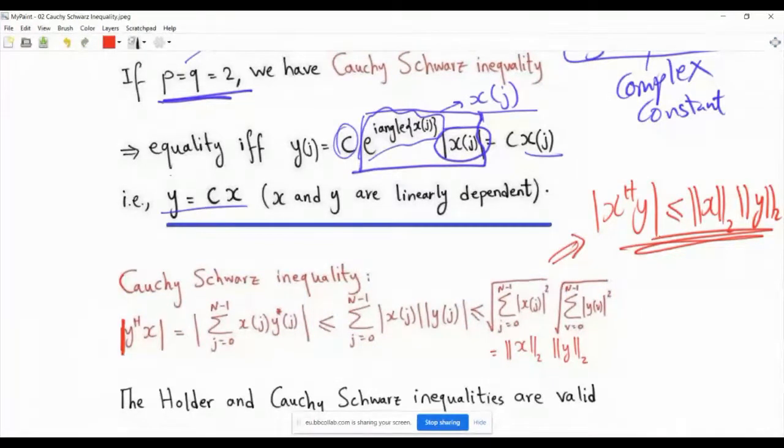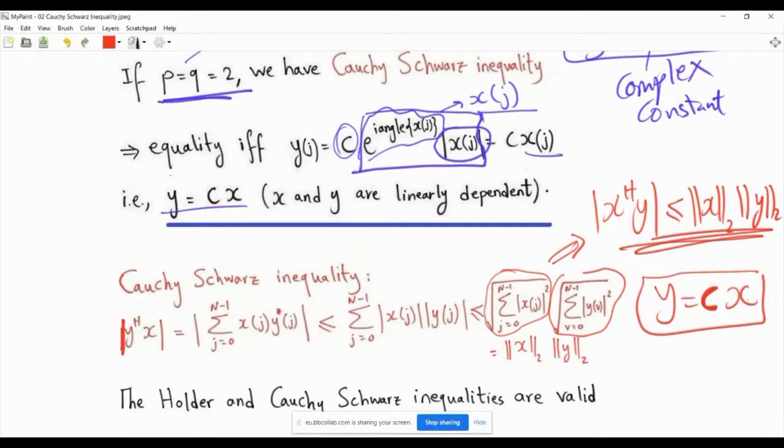Okay, so the magnitude of the inner product is less than or equal to the L2 norm of vector x multiplied by the L2 norm of vector y, and basically this is the L2 norm of vector x, and that is the L2 norm of vector y. Now we have equality if and only if y is some constant, some complex number multiplied by x, which means that if we use the language of linear algebra, x and y are linearly dependent vectors, right?